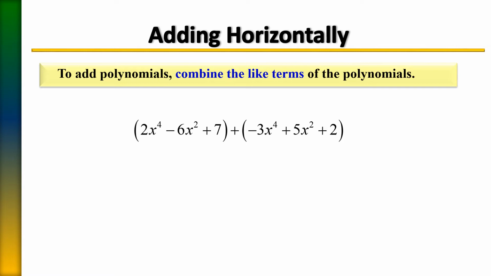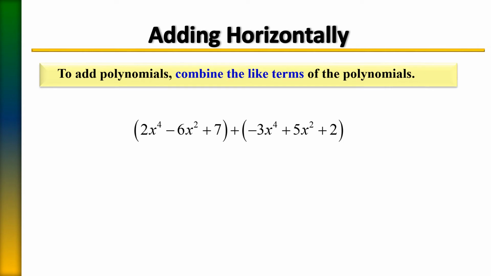Let's start by adding them horizontally, which is just having the groups side by side. Again, you just need to remember to combine like terms. So here we have x to the fourth power, and that means if I'm going to add that with another term, I can only add it with a term that has x to the fourth power, and so forth. Same thing with x squared. I can only add or subtract it with another x squared term. Numbers that are by themselves, integers, whether they're positive or negative, you cannot add them with variables. You can only add them with other integers.